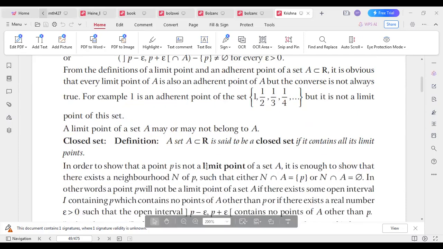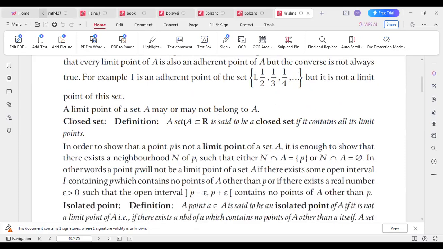Now, closed set. What is the definition of a closed set? A set A which is a subset of R is said to be a closed set if it contains all its limit points. So you have to remember that if every limit point is contained in the set, then that type of set is called a closed set.